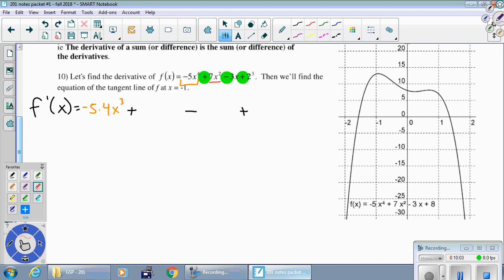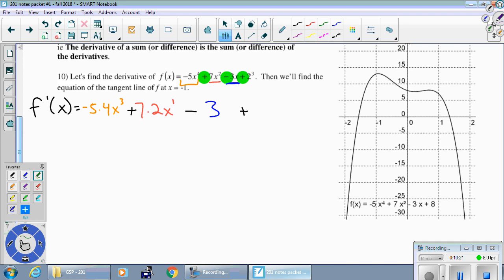Let's do the 7x squared. Copy the 7, 2 comes down. Copy the x, subtract 1. You don't need to put it, but I'll highlight the fact that there's a 1 there. Negative 3x, this is one of our special cases. The derivative there is just the number, it's 3. I've already got the negative written down.